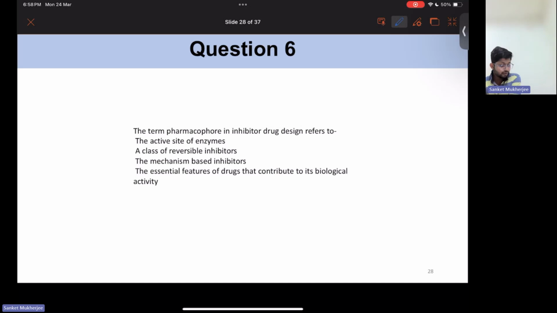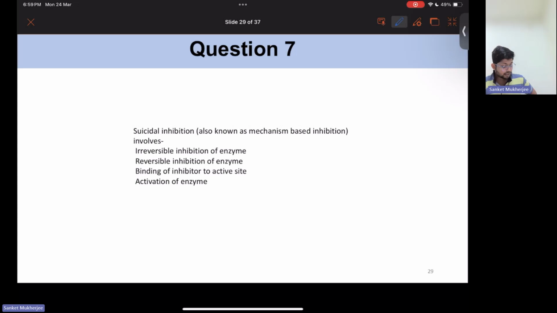The term pharmacophore in inhibitor drug design refers to the active site of enzyme, class of reversible inhibitors, mechanism-based inhibitor, or essential features of drugs that contribute to its biological activity. So it's the essential features of drug that contributes to its biological activity. That would be the answer. Suicidal inhibition, also known as mechanism-based inhibition, involves irreversible inhibition of enzyme, reversible inhibition of enzyme, binding of inhibitor to active site, or activation of enzyme. So it means irreversible inhibition of enzyme.